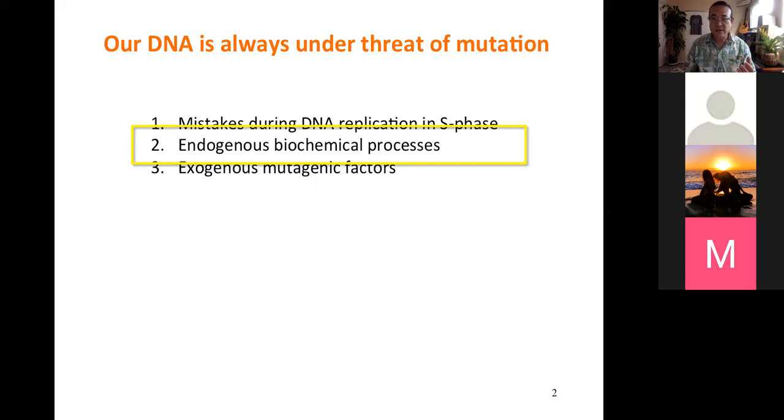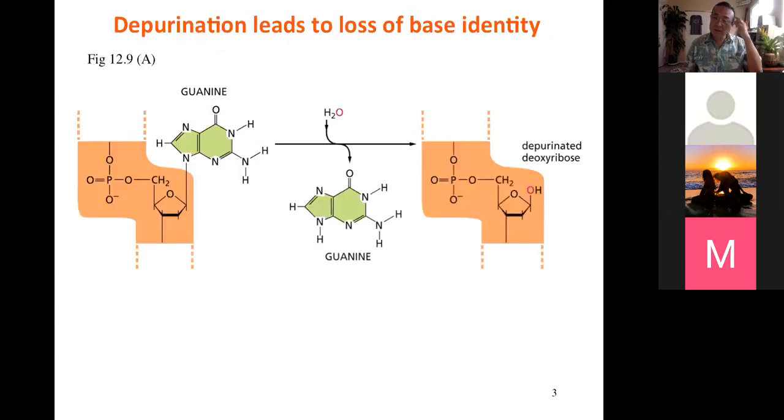This might result in things like nucleotides being improperly removed from the DNA, or nucleotides actually being modified. So let's take a look at an example of that. So depurination has to do with the removal of a purine, so either a G or an A from a strand of DNA. So here you have a guanine, right? And here is the ribose sugar and the phosphate backbone. So this orange part on the left here is the backbone of the DNA. And so here's the guanine sticking out.